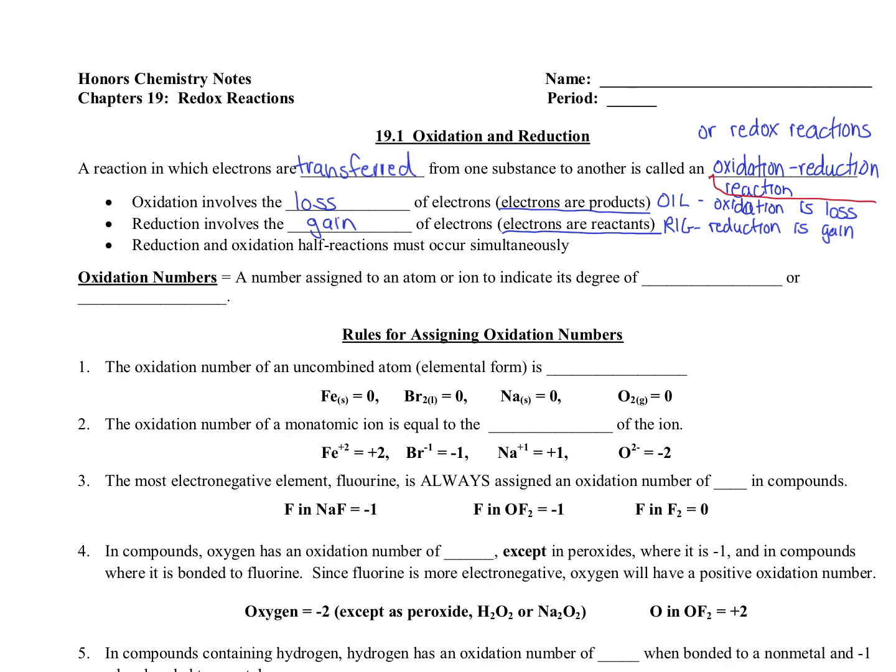Reduction and oxidation half reactions always occur simultaneously. That's because in one, electrons are products, and those electrons have to go somewhere. They go to the other reactant, and so the reduction and the oxidation always happen together. When one thing is oxidized, something else has to be reduced.